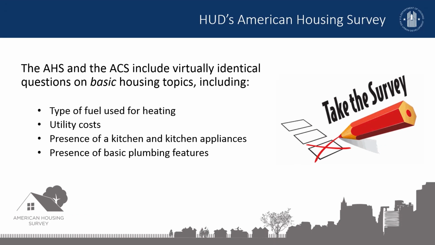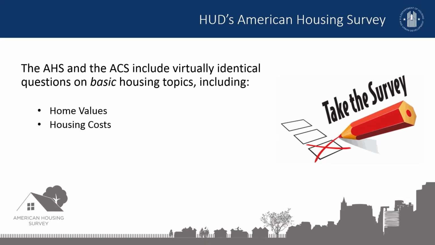The AHS and the ACS also include virtually identical questions on the type of fuel used for heating, utility costs, the presence of a kitchen and kitchen appliances, and the presence of basic plumbing features such as toilets, sinks, a shower or tub, and hot and cold running water. Both surveys include the same kinds of questions on home values and housing costs, including rent or homeowner costs such as mortgage, property taxes, and insurance.